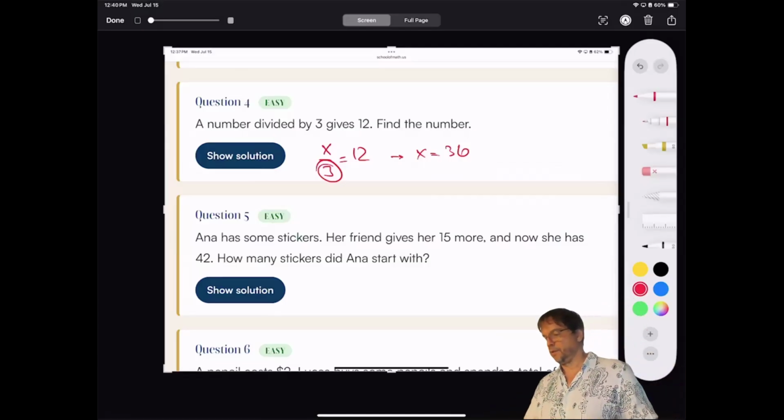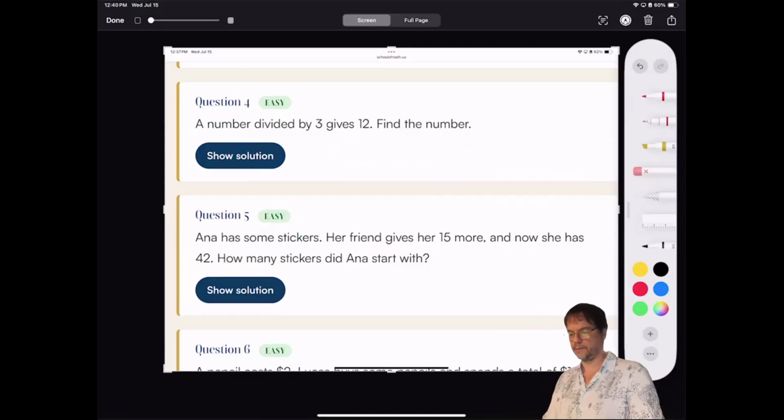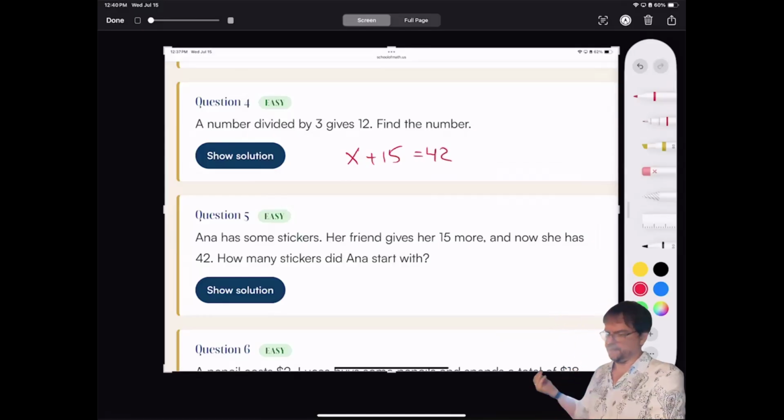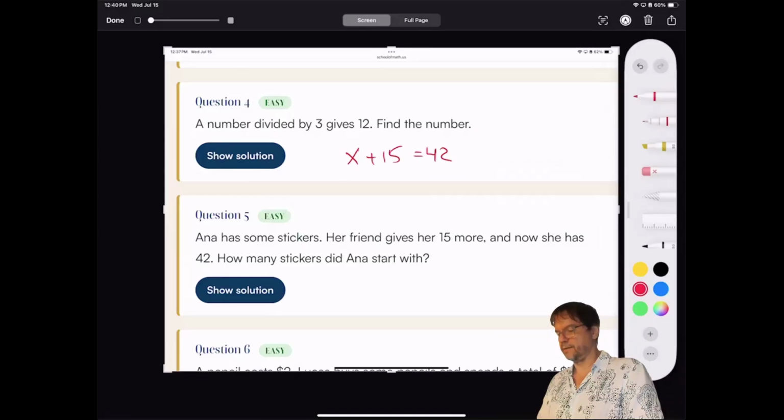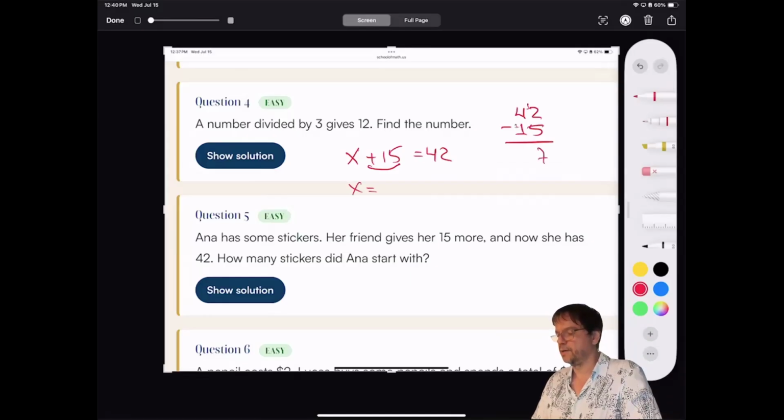You did the next one. What was the answer? The one for number 5 was 27. Let's see. Anna has some stickers. Her friend gives her, so I don't know how many stickers, X. Her friend gives her 15 more, plus 15. And now she has 42. How many stickers did she have? As 15 is adding, I will pass subtracting. 42 minus 15 is 27, like you said previously.